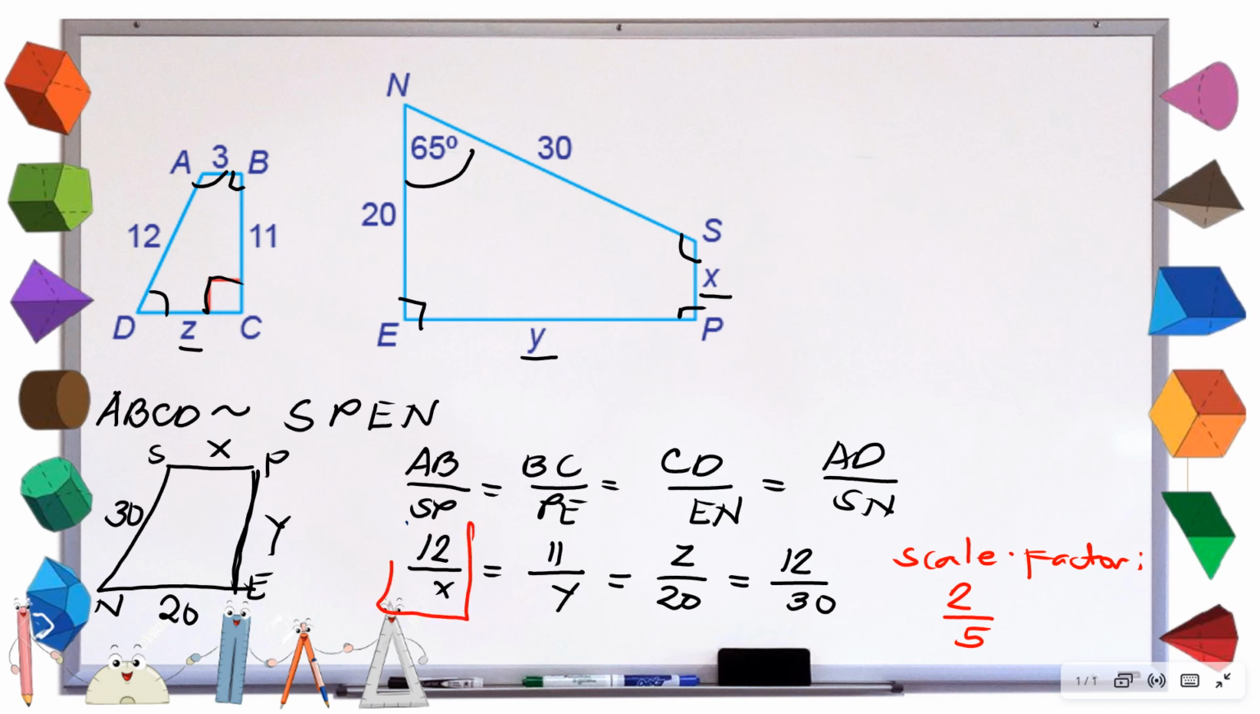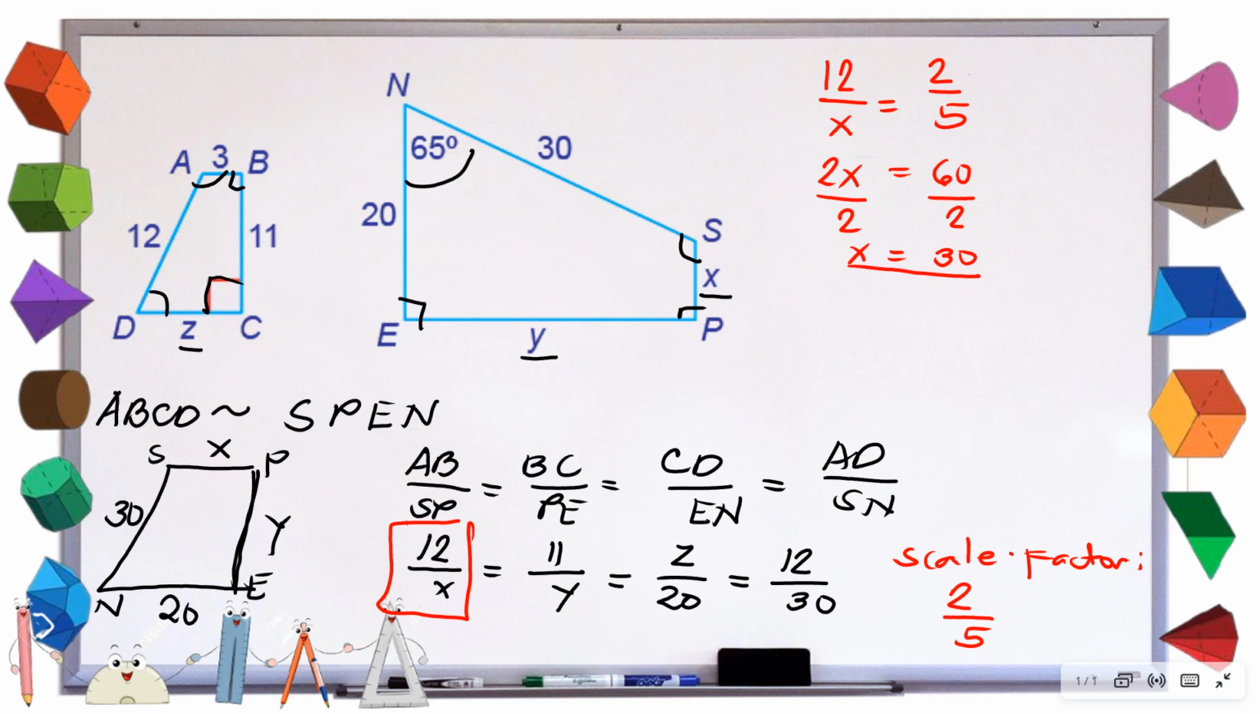So let's start with 12 over x. So to find the value of x, 12 over x is equal to our scale factor, which is 2 over 5. Then our cross multiplication property, 2 times x, 2x, 12 times 5 is 60. Simply divide both sides by 2. The value of x is 60 divided by 2 is 30. So that is for our x.